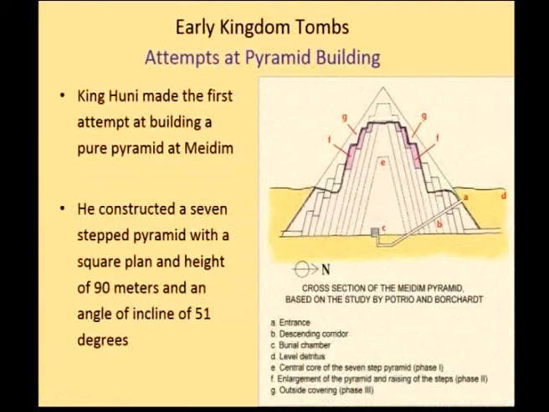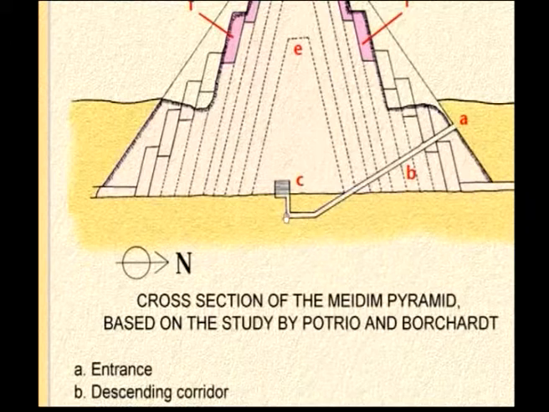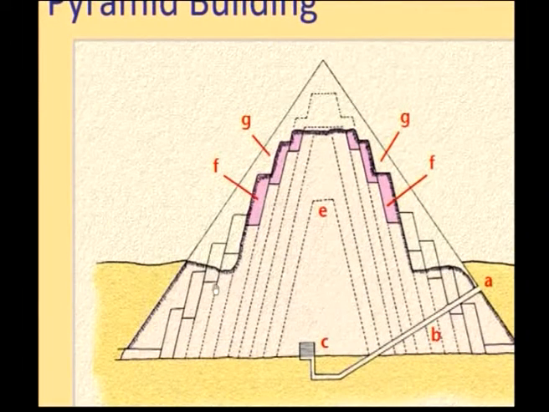Next, there are various attempts at pyramid building. King Huni was the first person to conceive a pyramid. Initially he built a 7-step mastaba with an angle of 51 degrees. The height of the pyramid is 91 meters. It has subterranean chambers below and 7 steps, which were capped by a sandstone structure.